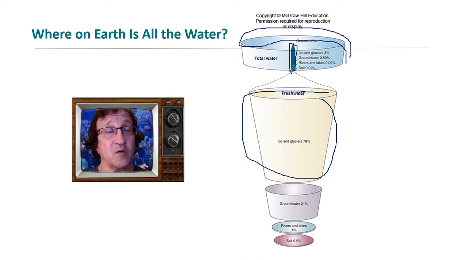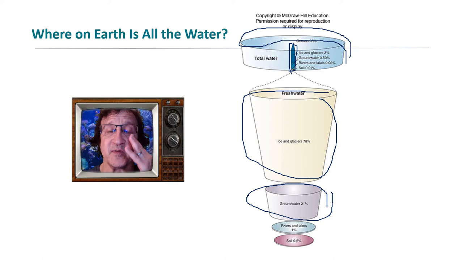So if all of this water was to melt and become available, it would end up going into oceans, becoming salty and flooding us anyway. Then there's this water called groundwater, which is a tiny percentage, again, of fresh water. And this is water that's found in soil and places called aquifers, where we have to put a well to get it out or drill it out or pump it out.